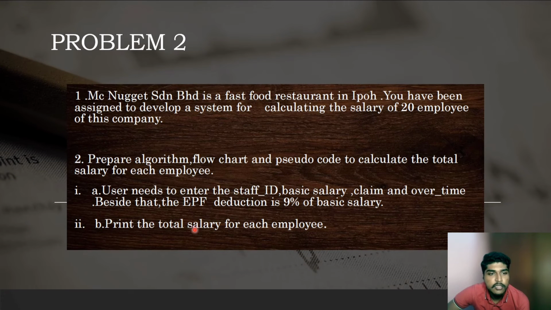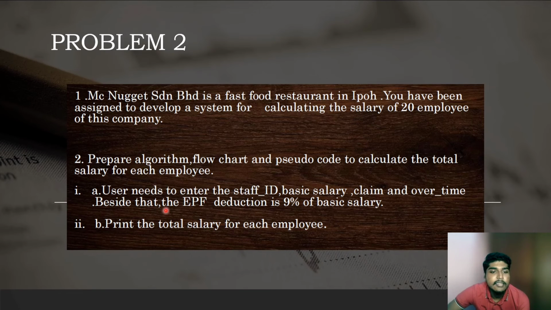In problem 2, the first question stated, RAJENDIRAN Berhad is a fast food restaurant in Ipoh. You have been assigned to develop a system for calculating the salary of 20 employees of this company. For question 2, prepare algorithm, flowchart and pseudocode to calculate the total salary for each employee. 2A asks the user to enter the staff ID, basic salary, claim and overtime. Besides that, the EPF deduction is 9% of basic salary. 2B asks us to print the total salary for each employee.